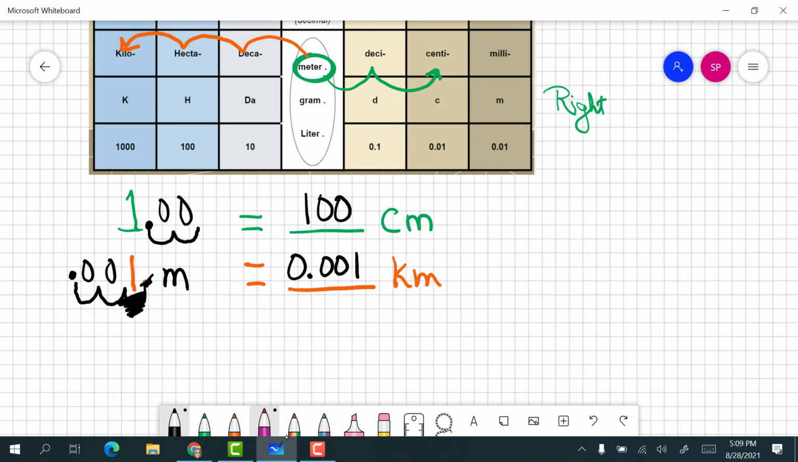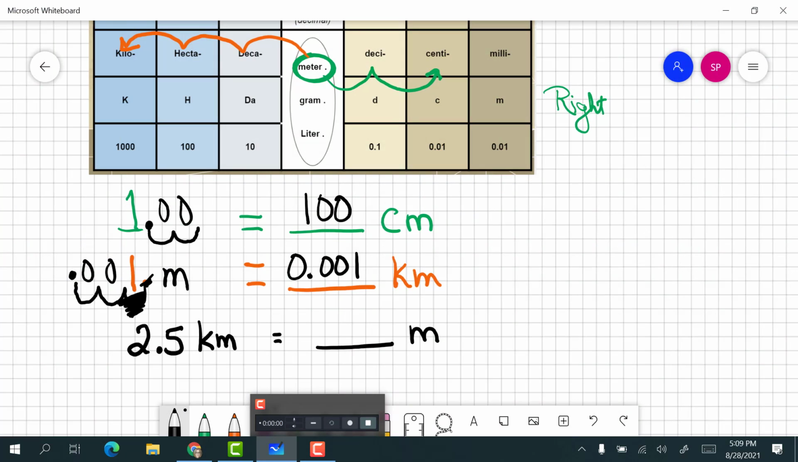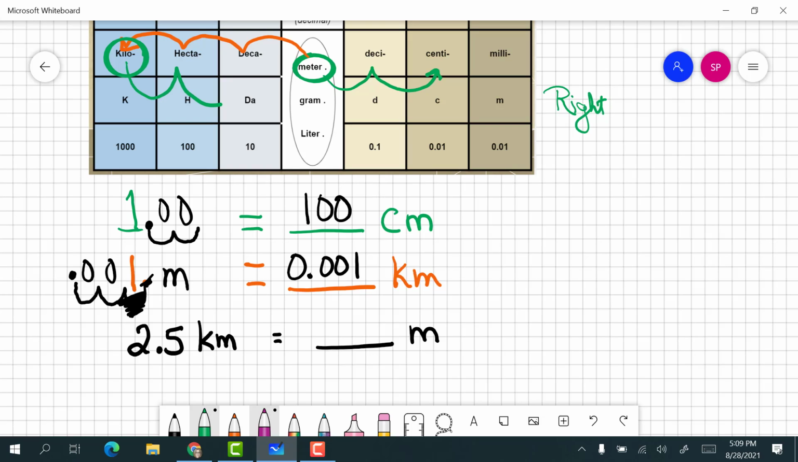Well, what about if we want to go the other direction? So let's say that I'm starting with kilometers. I'm going to change it actually. I'm going to say 2.5 kilometers. How many meters is that? So I start at kilometers and I want to go to meters. How many jumps do I go? 1, 2, 3 jumps, but this time I'm going in the direction of right.